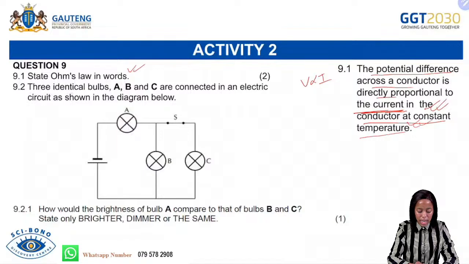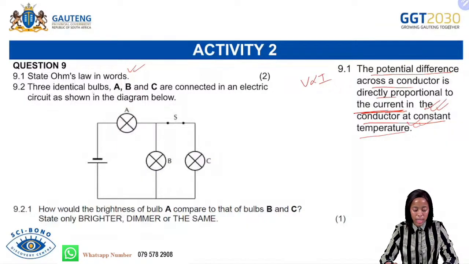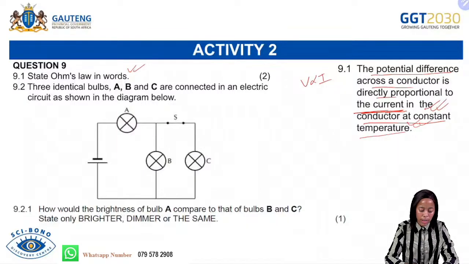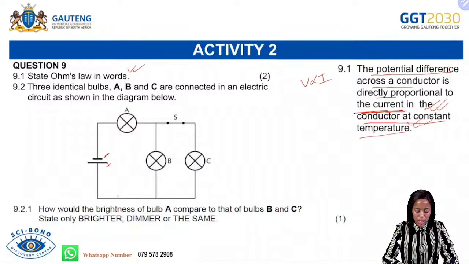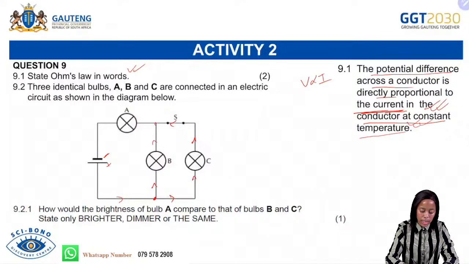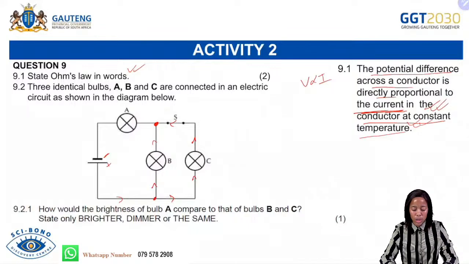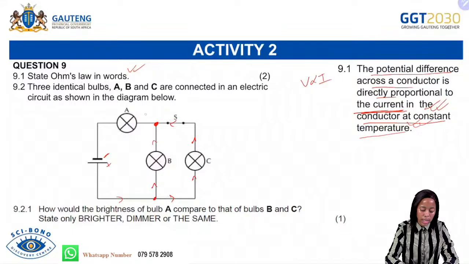9.2 says 3 identical bulbs A, B, and C are connected in an electric circuit as shown in the diagram below. Okay, so we can see what is happening. We have the positive terminal, we also have the negative terminal, and then it therefore means that the current is going to flow from the positive terminal all the way to the negative terminal. But when the current gets here, we can see that the current is divided up until it gets to this point where it will come together.